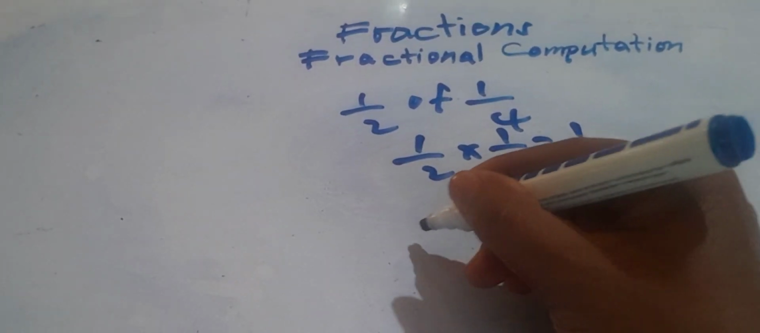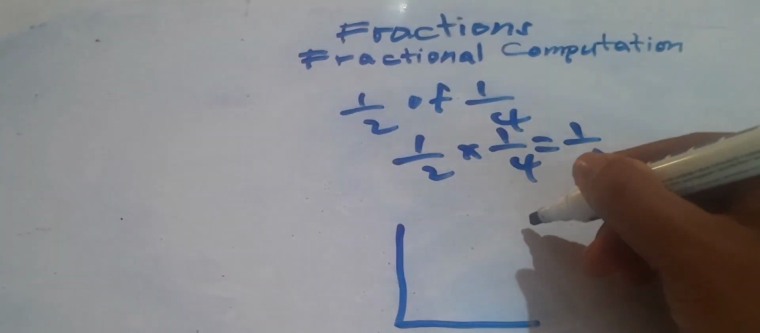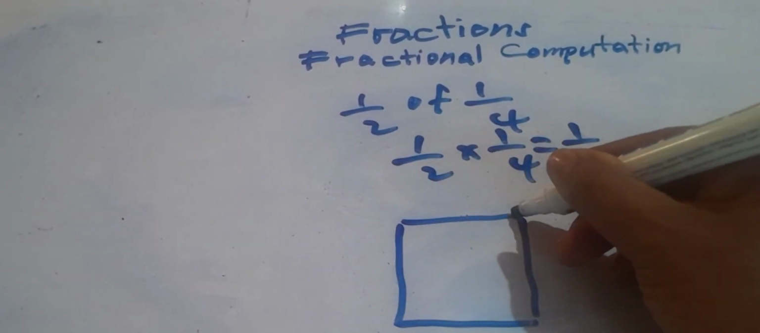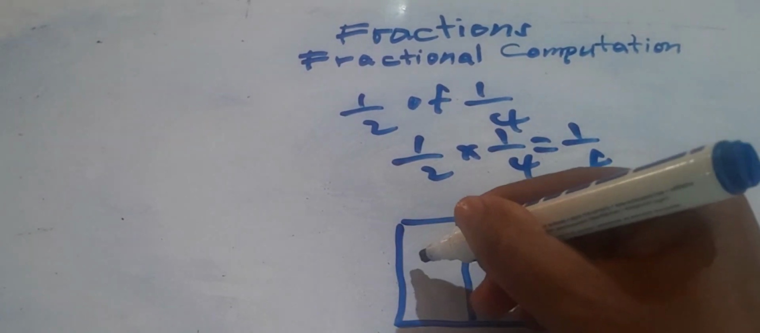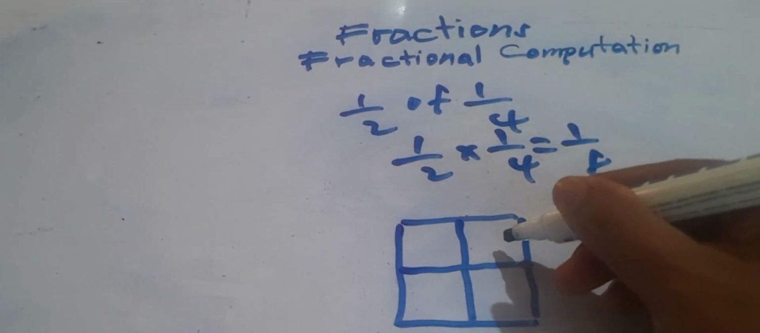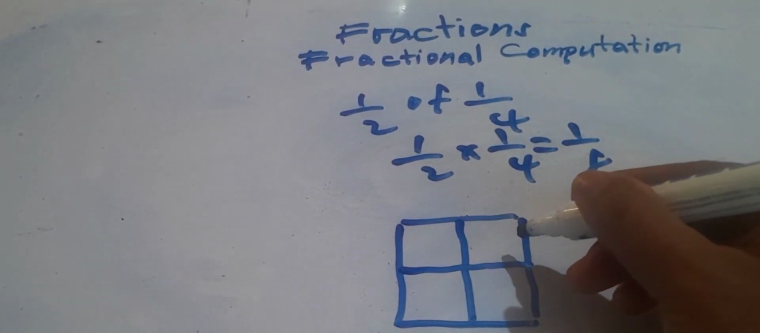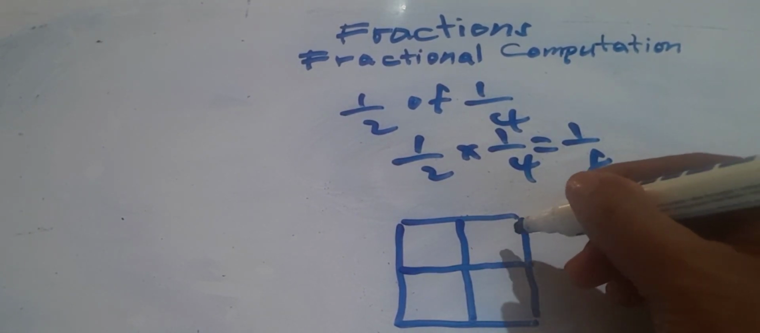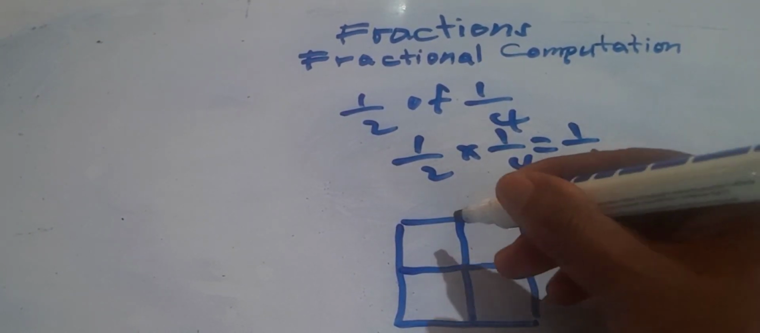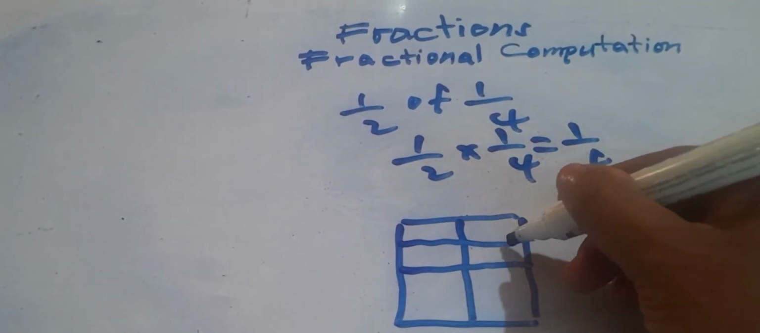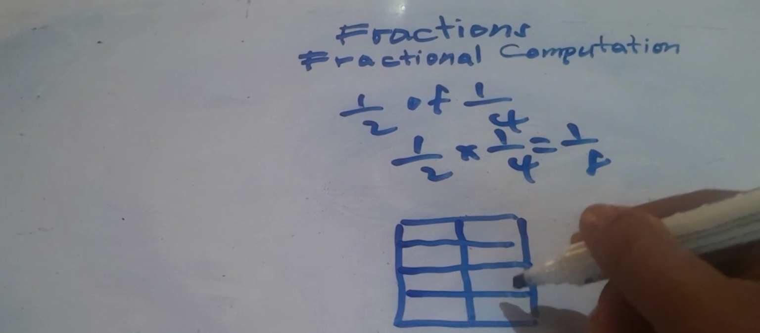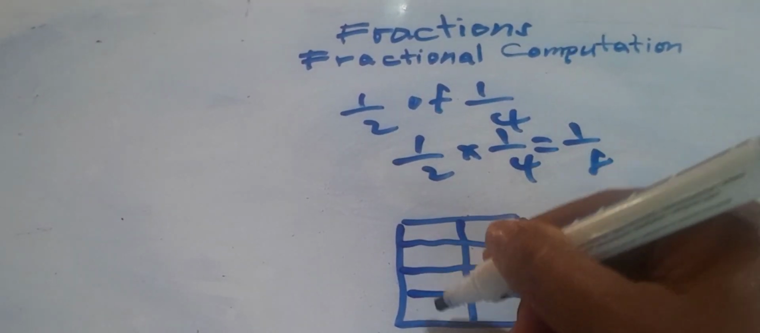Let's try to have a drawing. Let's divide into 2 equal parts. You have 2 halves, and these 2 halves are divided into 2 equal parts. So the result is 4 equal parts, and one of the 4 parts is 1/4. How many 1/4? 1, 2, 3, 4. Divide each 1/4 into 2 equal parts. The result: 1, 2, 3, 4, 5, 6, 7, 8.